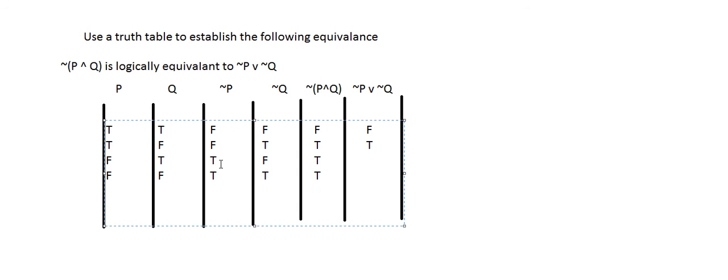We have true and or false. Sorry, excuse me, I might have said and, but it's actually or. True or false. So since one of them is true, the value of this statement right here is true. And lastly, we have true and true, at least one of them is true, so the statement is true.